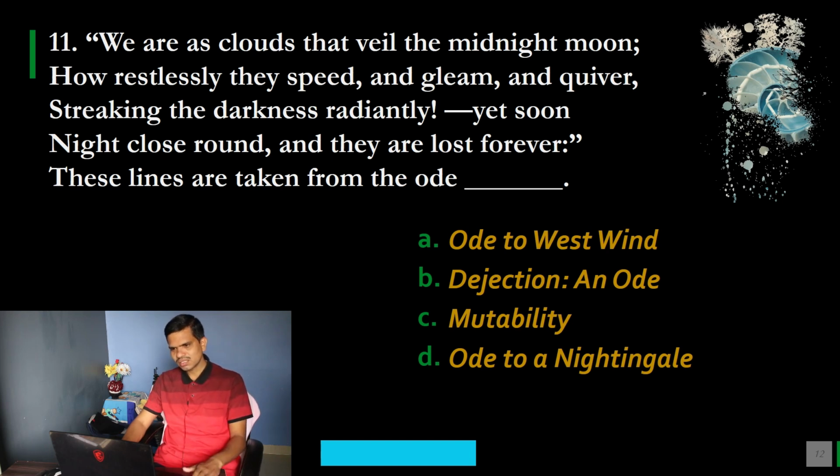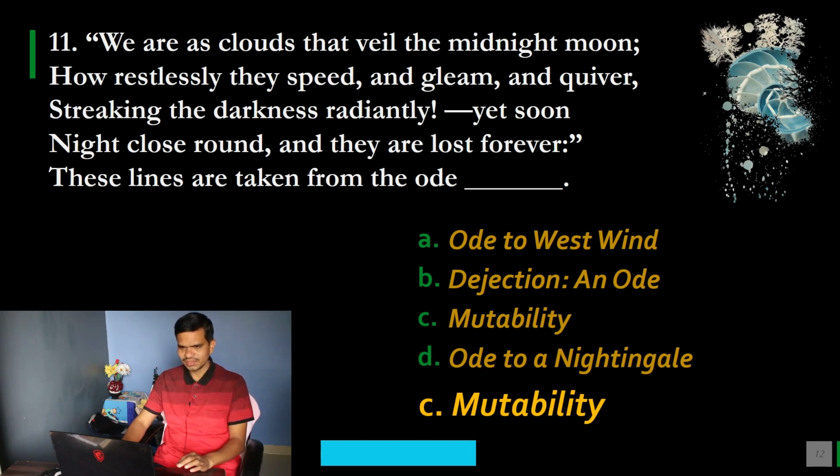So these questions are asked in many exams, and the correct option is C, mutability. These lines appear in mutability.